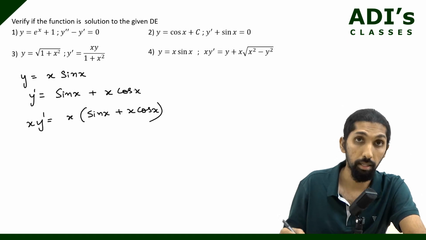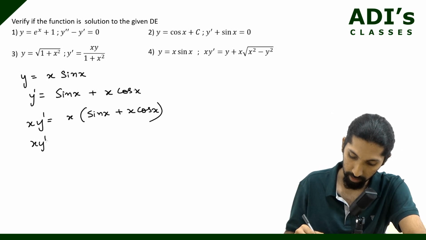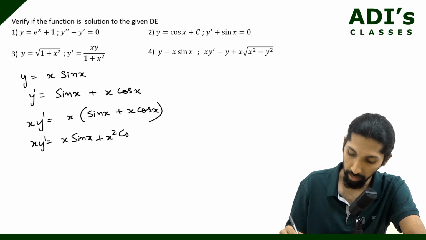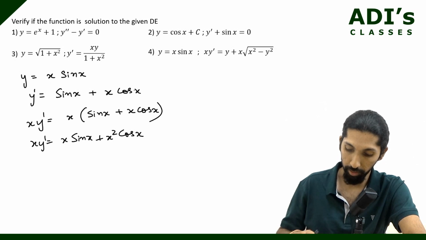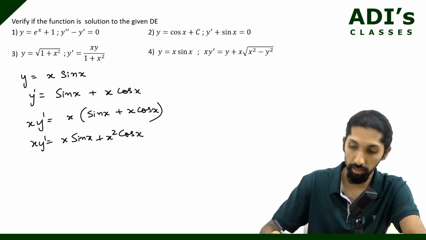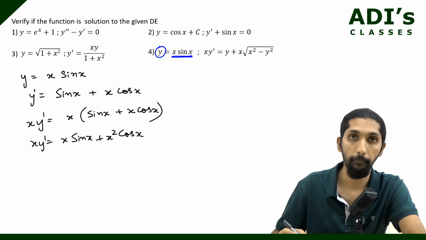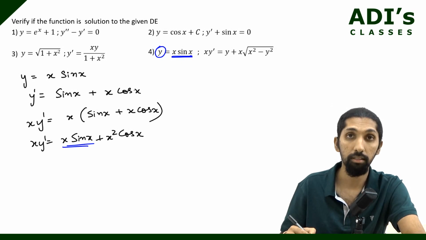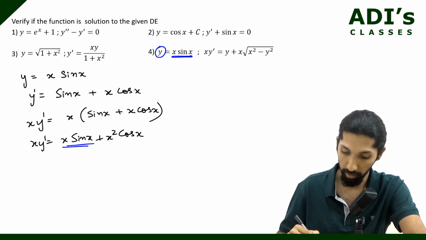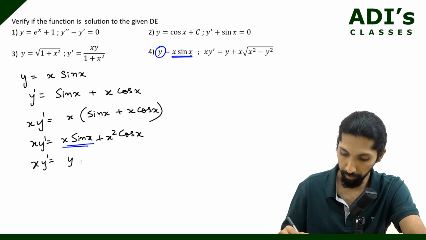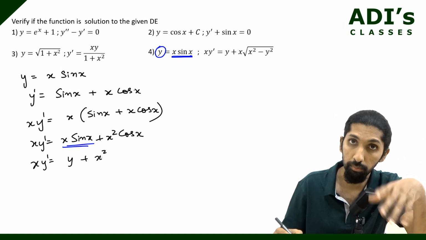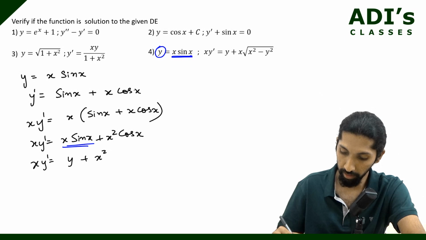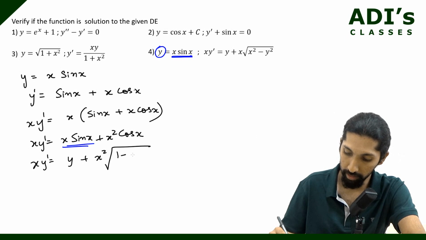Multiply. So x y dash is equal to x sin x plus x square cos x. Isn't it? Now what do we do? Look at the question. What is x into sin x? y. Right? x into sin x is y. x into y dash is equal to y plus x square into, let's put cos x in terms of sin x. In the sense we can write it as root of 1 minus sin square x.